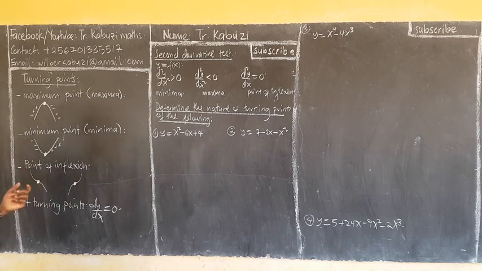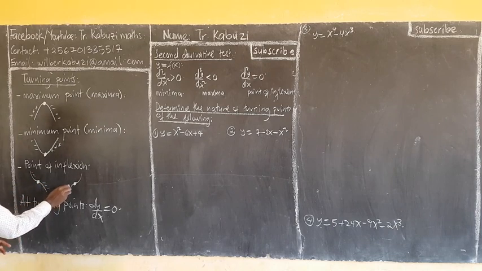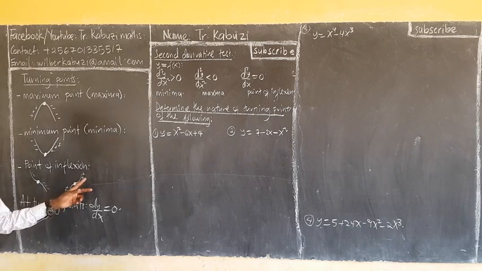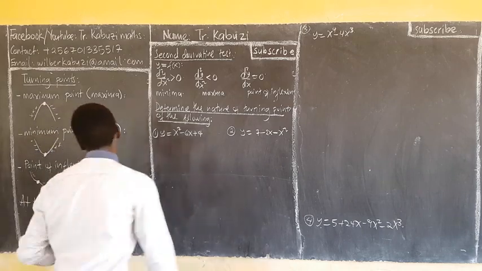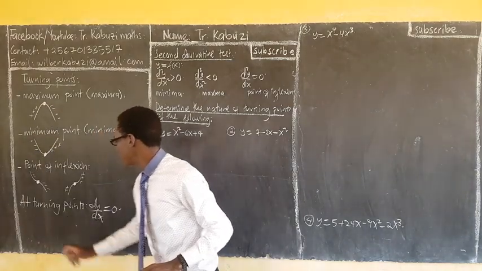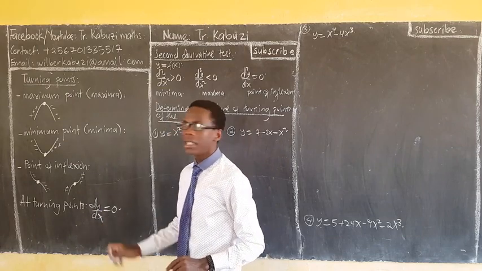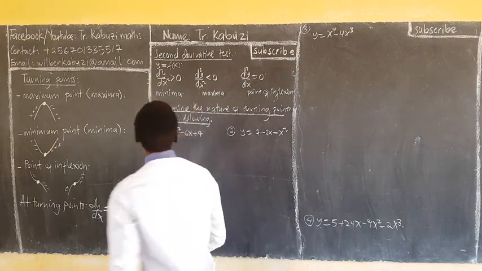Then the point of inflection: if it decreases, after this it will still decrease, or if it increases, it also increases after the point. So it's neither a maximum nor a minimum. If it's neither a maximum nor a minimum, it becomes a point of inflection. Also, for turning points, the first derivative is equal to 0.